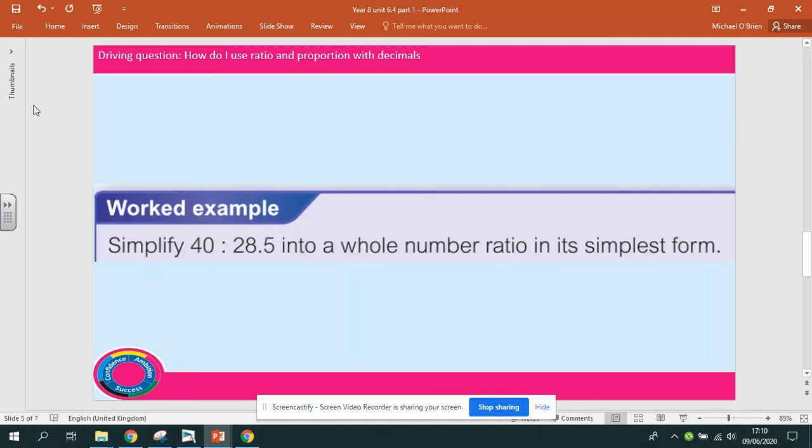Okay, so now we've got another worked example that I'm going to do in a moment. Simplify 40 to 28.5 into a whole number ratio in its simplest form. What I'd like you to do is write this down with me, but listening and paying attention. If necessary, obviously pause the video or pause the tape to run back through it to make certain that you understand.